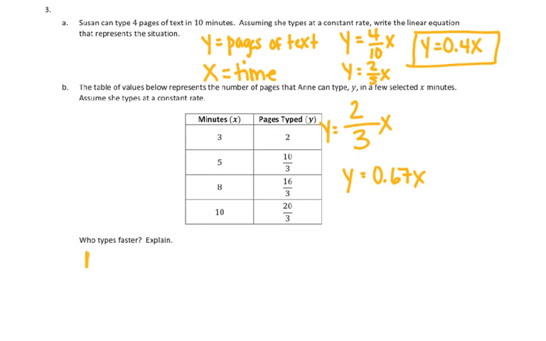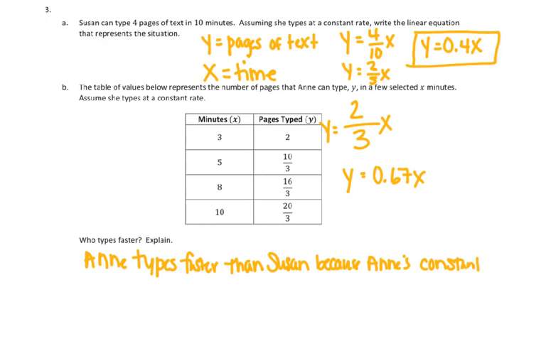So we're going to say Anne types faster than Susan because Anne's constant rate is larger, meaning she is able to type more in just 1 minute. So I'm going to represent this situation, or who's typing faster, as 2/3 is greater than 2/5. And that's just telling me that Anne's constant rate is 2/3.